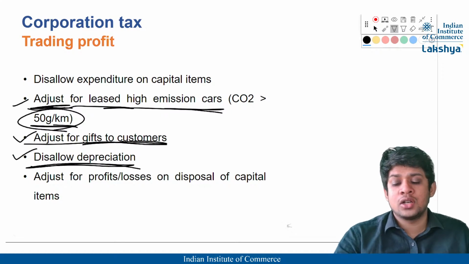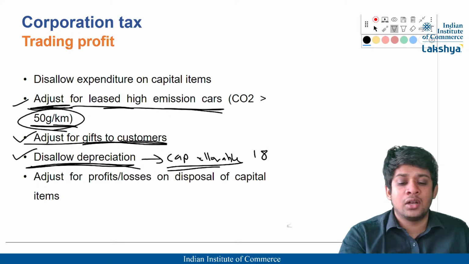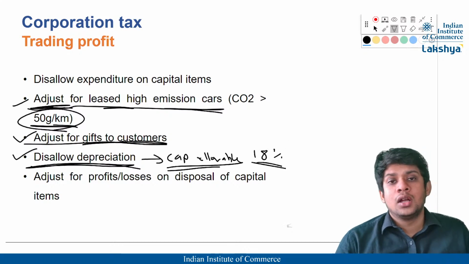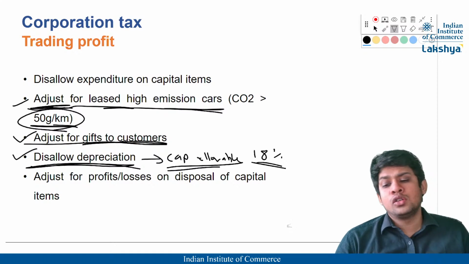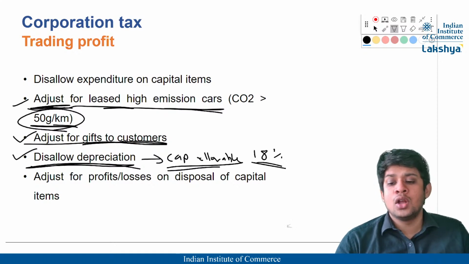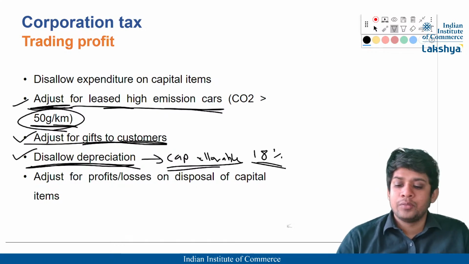Disallow any depreciation, because obviously the company gets capital allowances. That WDA, if you remember, is a form of depreciation that the company has been given as an allowance, right? So capital allowance is given at 18% WDA for the main pool and 6% for the special pool. So obviously they are getting that deduction. So whatever depreciation is charged in the tax adjusted trading profit will be added back.